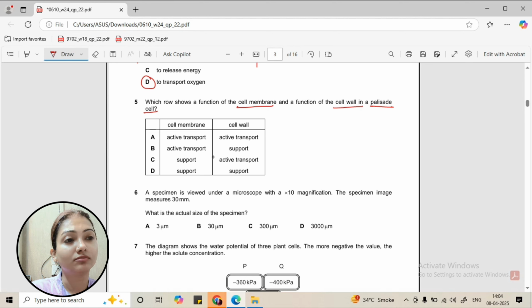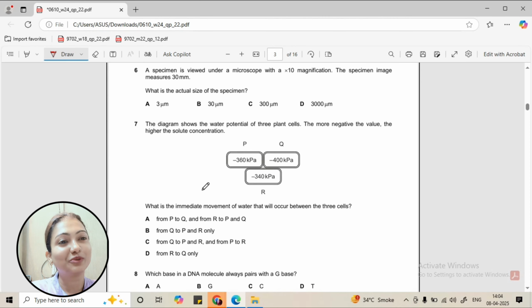Cell wall, it has nothing to do with the permeability. So option A is not correct. Option B, active transport and support. Yeah. Cell wall is rigid as it is made up of cellulose, so it do helps in support. C, support and active transport, absolutely not. D, both are responsible for being support, no. It will be option number B.